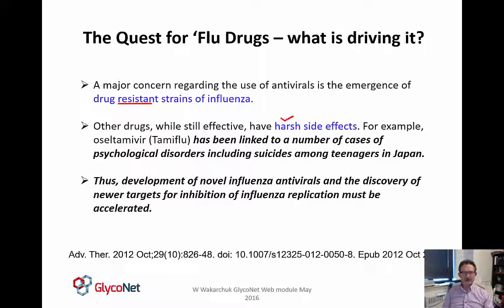Thus, development of new antivirals, in particular novel ones, which have a different mechanism of inhibition and prevent the spread of the virus, must be accelerated.